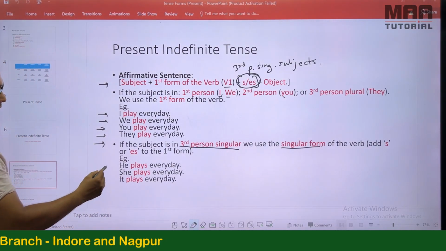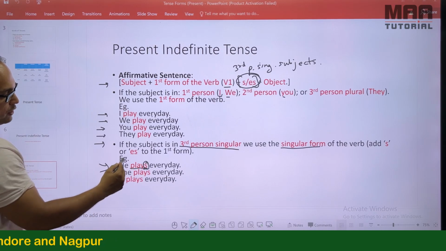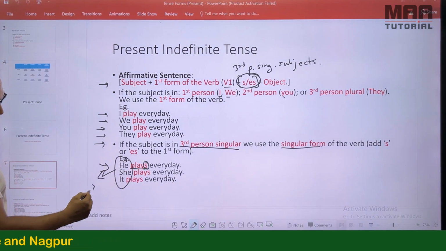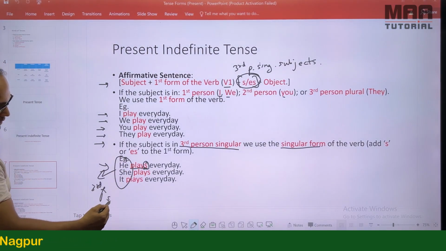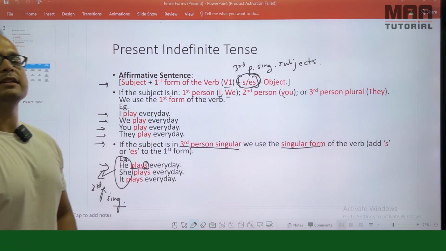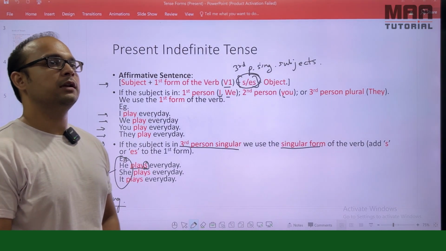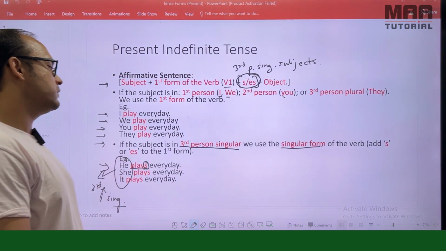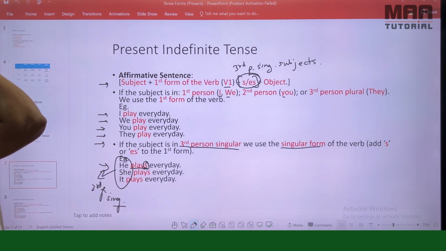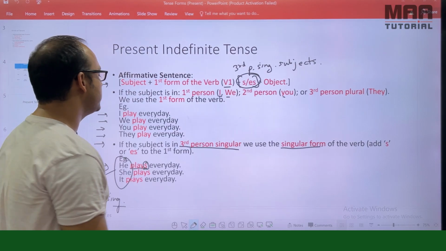For example, he plays every day. This S you see, this S is added because this is singular. All of these are third person singular. If you don't remember what third person singular is, please go and revise the first few lectures. We've talked about pronouns, we've talked about person. In the first few lectures, we've talked about different kinds of sentences and clauses and phrases as well. Make sure you understand everything in the previous lectures before you're moving ahead.